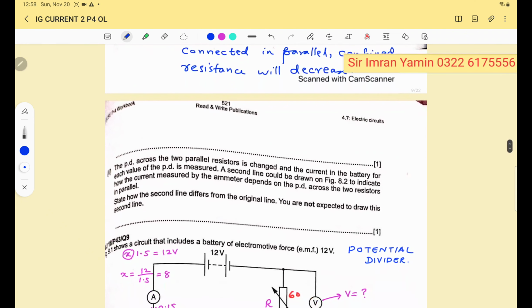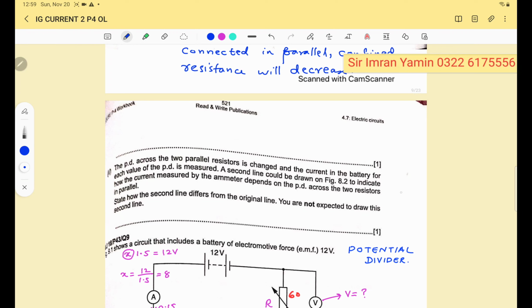And now the last part of the question. The PD across the two parallel resistors is changed, and the current in the battery for each value of PD is measured. A second line could be drawn on figure 8.2 to indicate how the current measured by the ammeter depends on the PD across the two resistors in parallel. State how the second line differs from the original line. Okay? Only state, do not draw.